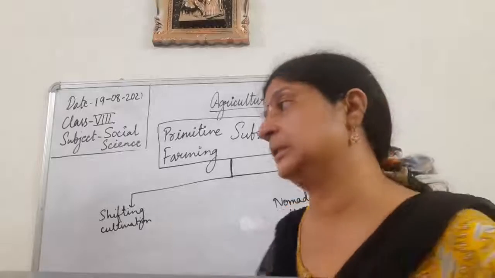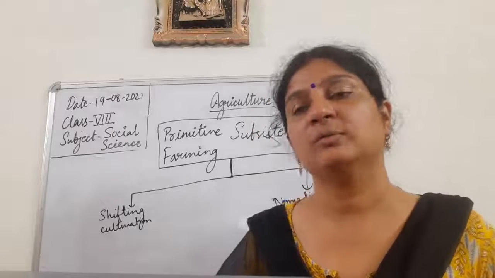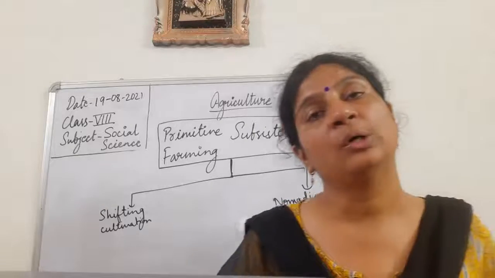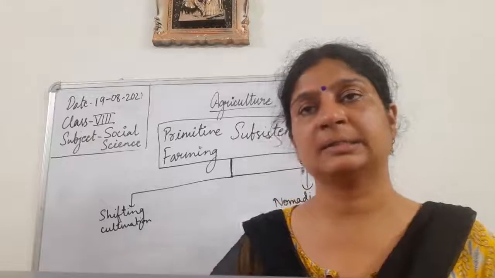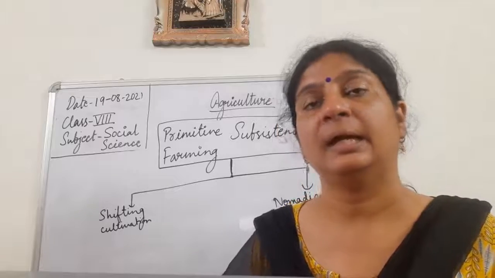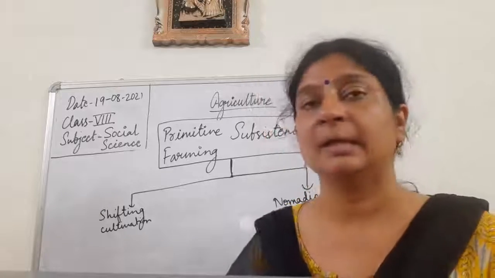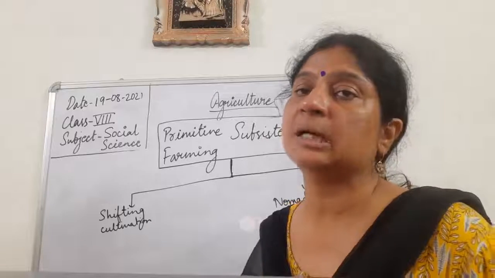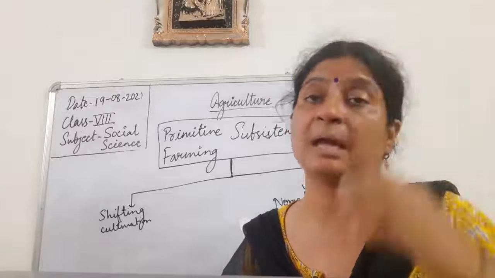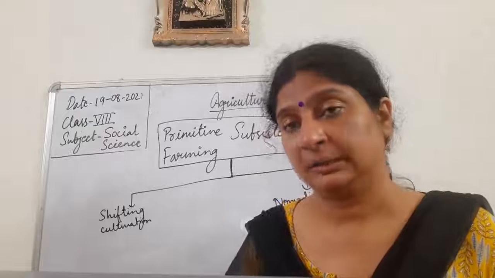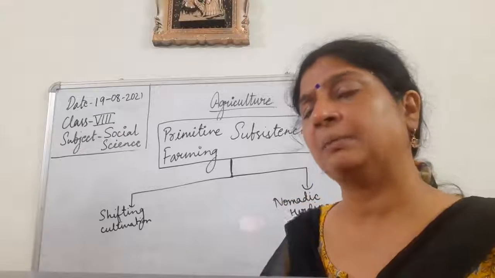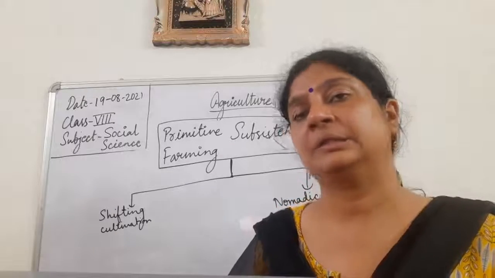So what is done in shifting cultivation is that a plot of land is cleared by felling the trees, and the trees that are cut are burned. After burning the trees the ashes are left. So these ashes are then mixed with the soil and crops like maize, yam, potatoes, cassava are grown in this plot of land.